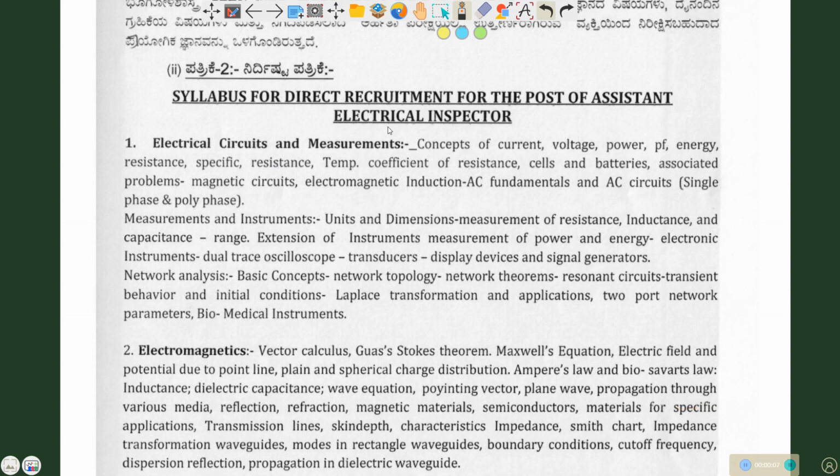In the previous lecture we discussed the concepts of current, voltage, power, power factor, energy, resistance, specific resistance, and temperature coefficient of resistance. Today we are going to discuss cells and batteries. I will take the associated problems in the next session, part 3. Then we will go on to magnetic circuits, electromagnetic induction, AC fundamentals and AC circuits, single phase and polyphase. Okay, let's get started.